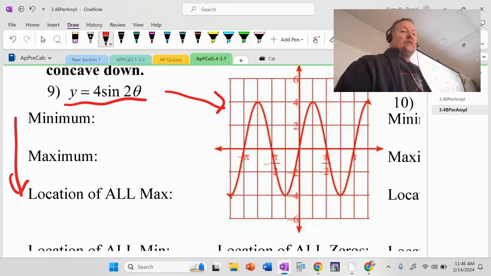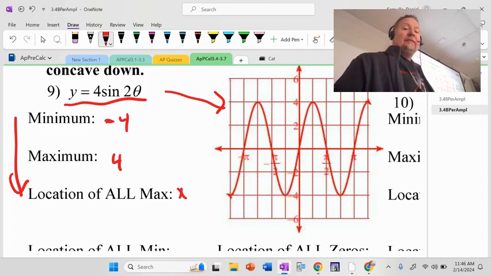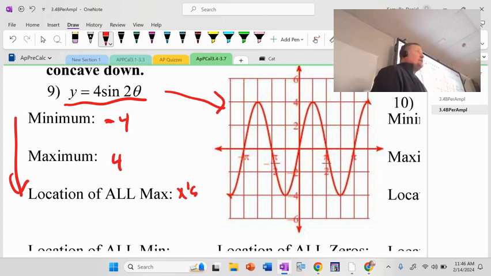So this is just what is the minimum. What's the lowest point you see for y here? Very simple. What's the lowest point? -4, okay? What's the highest point that you see? 4. Now, the difference is location means x's. So what are the x's that create these values? That's what we need.